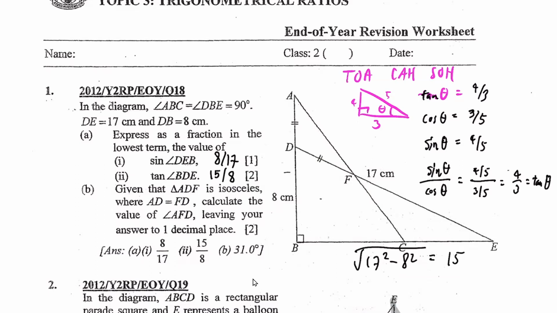Let's just finish up one more. Part B, given the triangle ADF is an isosceles triangle, with sides of the same length, calculate the value of angle AFD. Leave your answer to 1 dp. How?